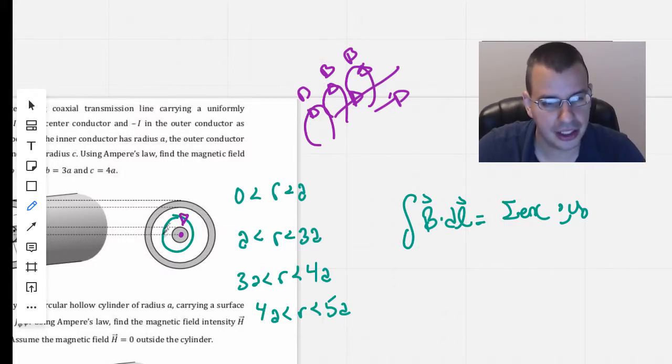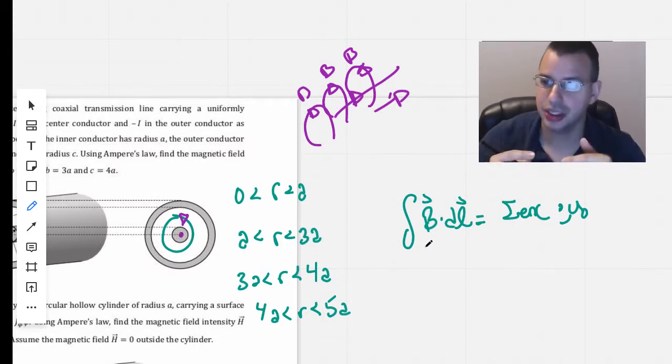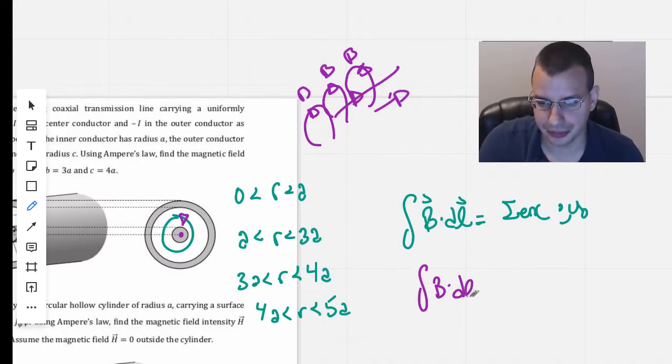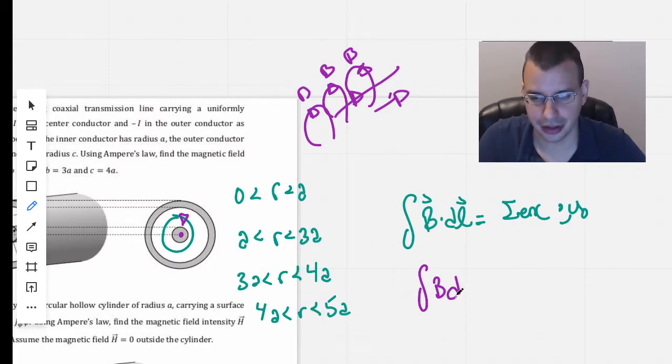So if we draw the circle that way, then they'll be aligned with each other, and this dot product then becomes the integral of B times dl. Well, that's a times, not a dot product. I'll just do it this way. There we go. Not vectors.